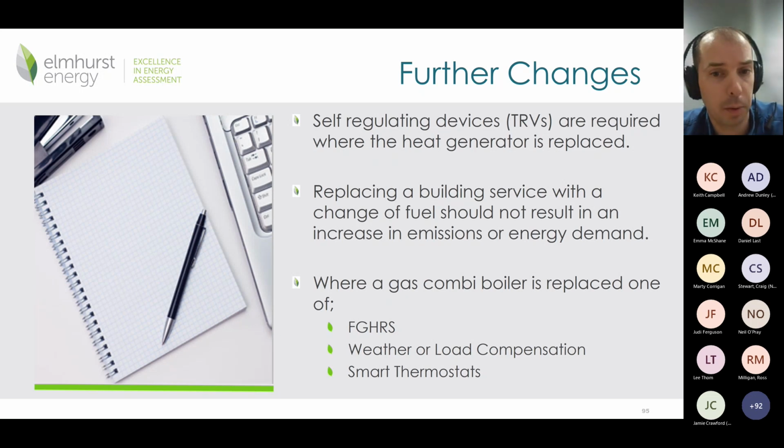If you've got a gas combi being replaced, there is some legislation from the EU that came a few years ago, which hadn't yet been incorporated in Scotland, but they've now written it into their standards, even though we're not obviously in the EU anymore. So if you replace a gas combi, you've got to then also add flue gas heat recovery or weather or load compensation, so like these Google Nest controls or smart thermostats. Okay, and again, that's something that's been written into the DBSCG.